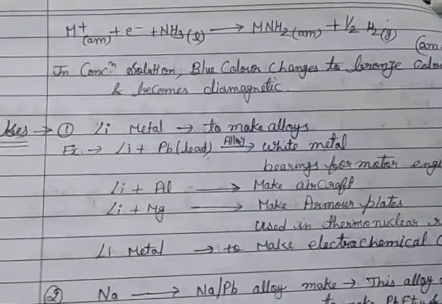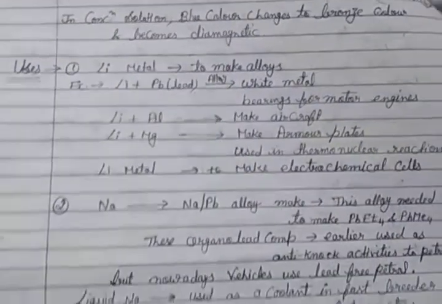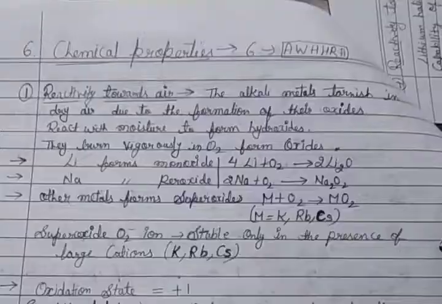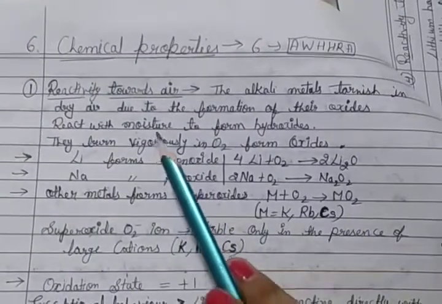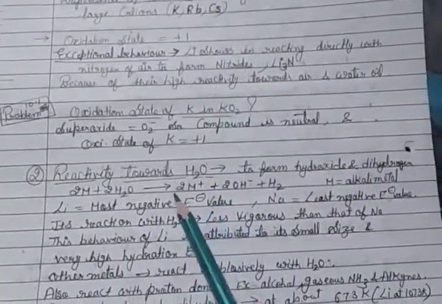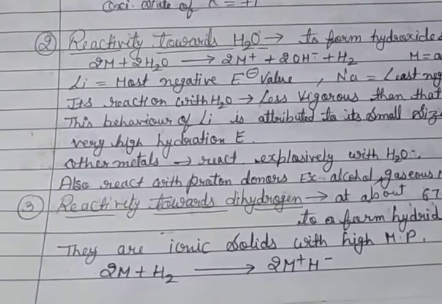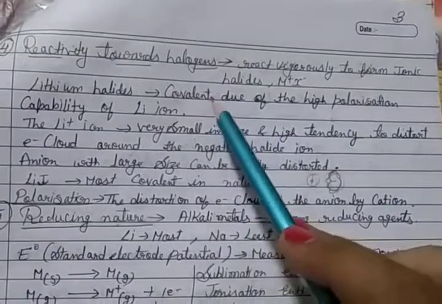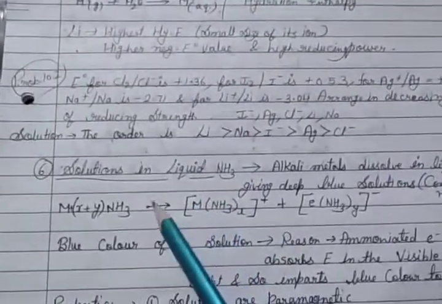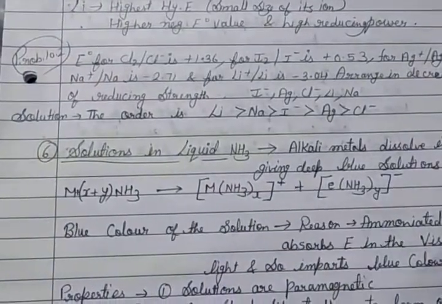Okay, then the uses of alkali metals. The six chemical properties are completed. First is reactivity towards air, second reactivity towards water, third reactivity towards dihydrogen, then reactivity towards halogens, fifth reducing nature, and sixth is solution in liquid ammonia.